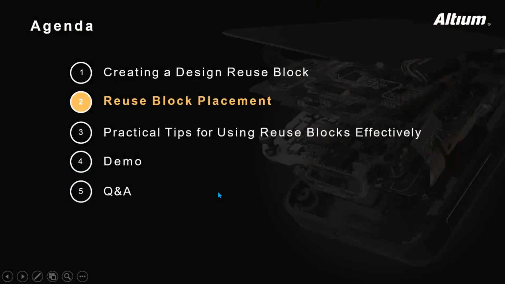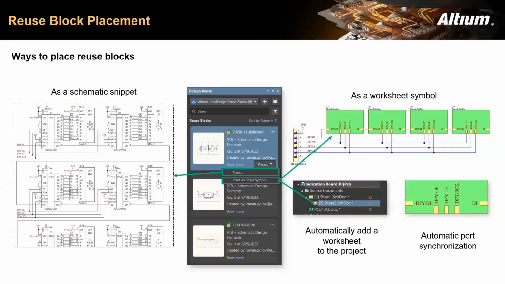Now let us discuss the reuse block placement. So far, we only mentioned that you can place circuit fragments in schematics that normally appear along with the components, like shown on the left part of the slide. But you can also place a reuse block in the schematic sheet as a sheet symbol. If there are any ports on the reuse block, they will appear automatically on the sheet symbol like this. By adding the reuse blocks as schematic symbols, you can create a hierarchical design.